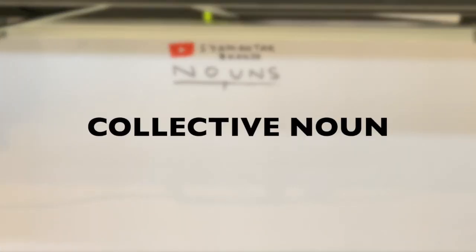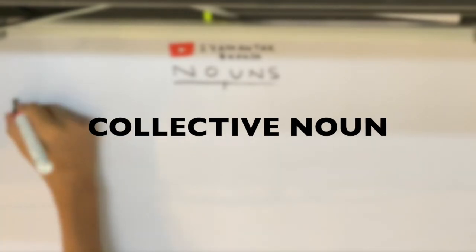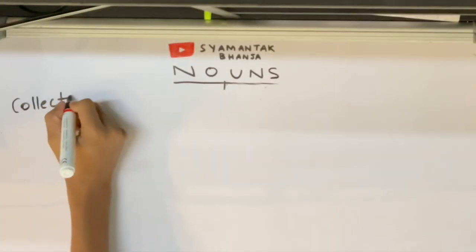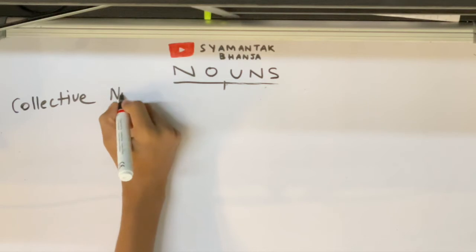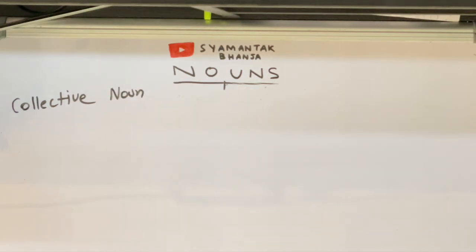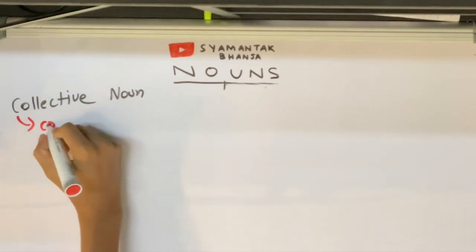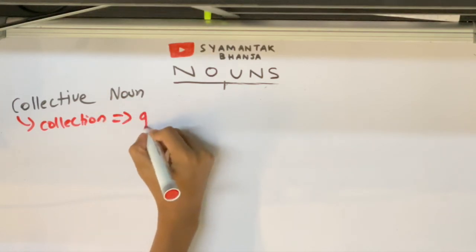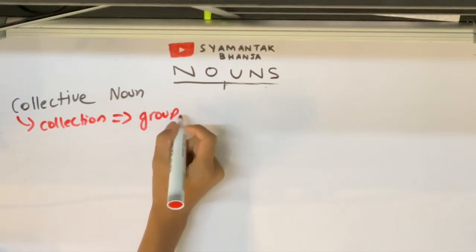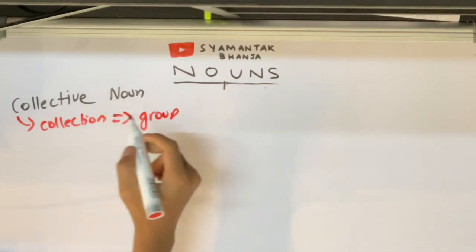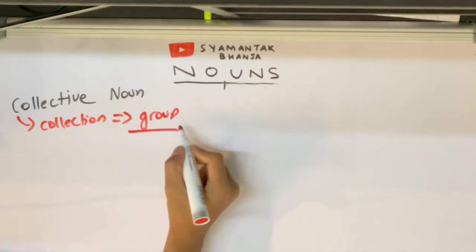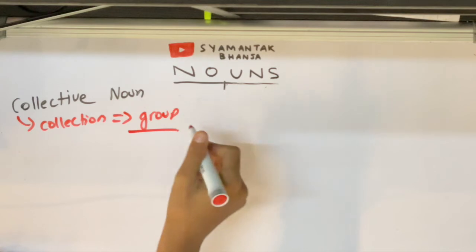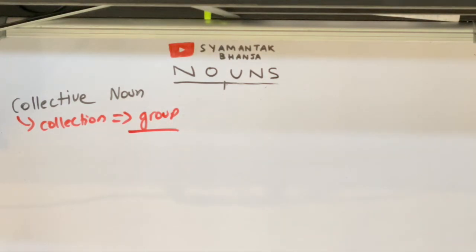The next type of noun is collective noun. What is it? Now search the meaning of this type of noun in the word itself. Collective, collection, correct? Collection also means group. So this collective noun mainly refers to a group. This is how you remember. This is the keyword. Collection, group. Any of the two you can remember.